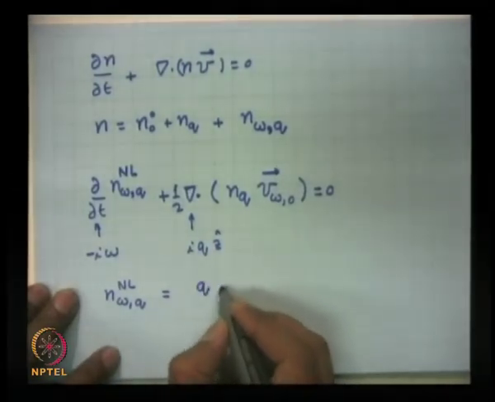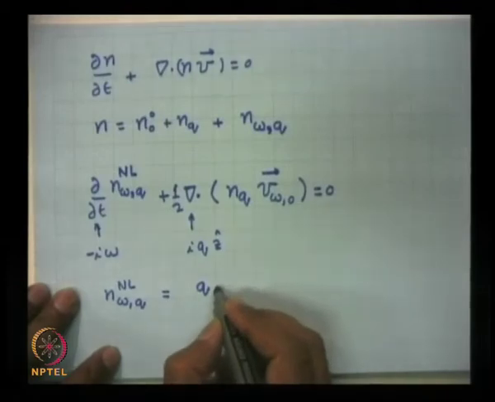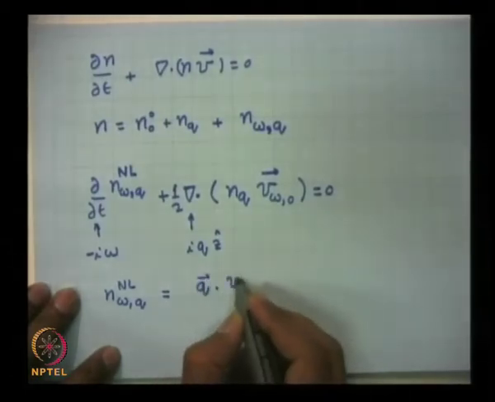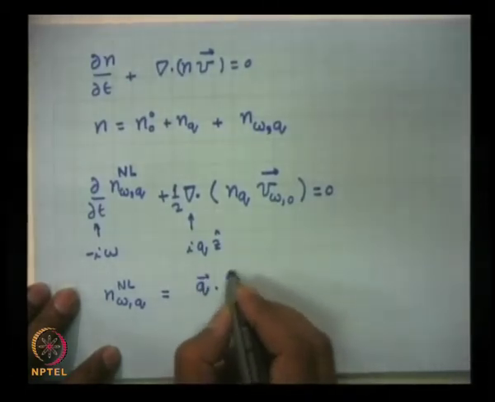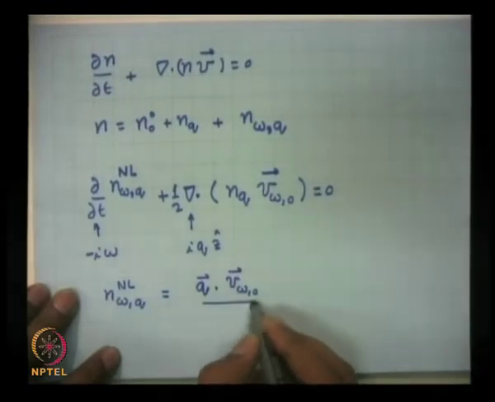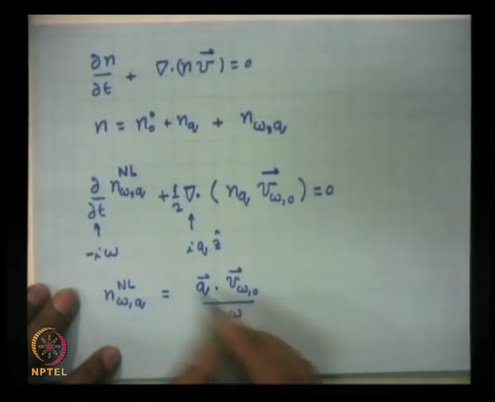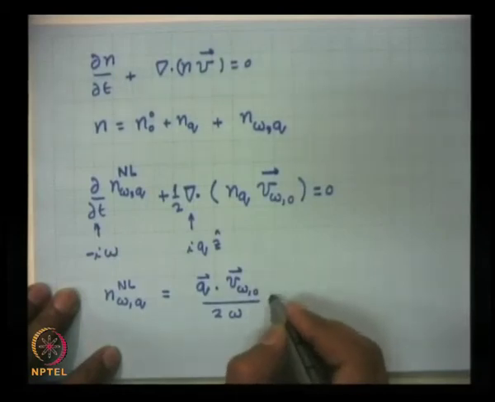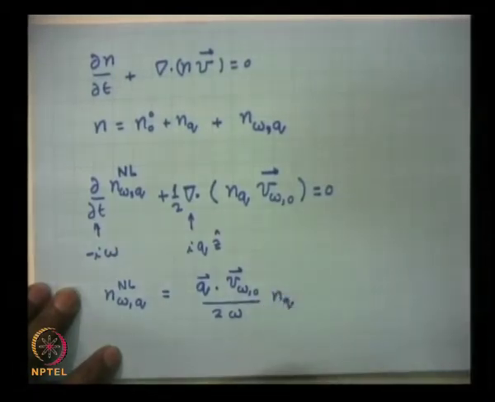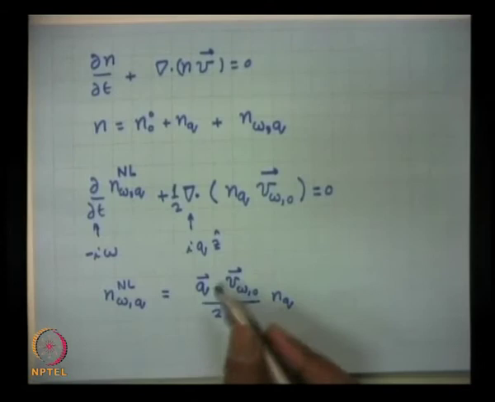equal to q dot v omega 0 divided by twice omega, into n q. So, it is a simple expression.